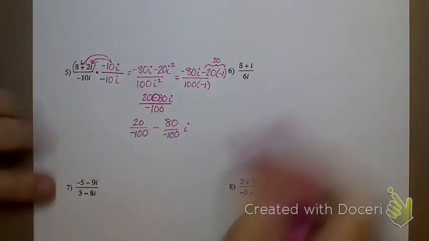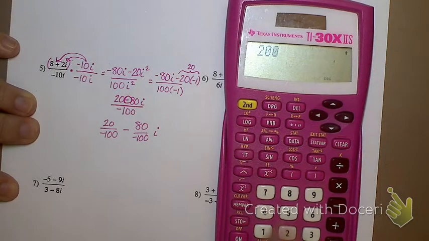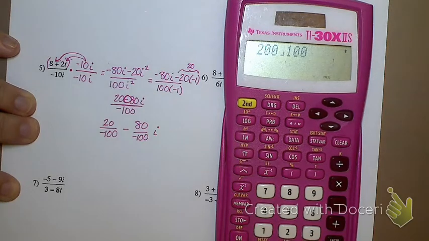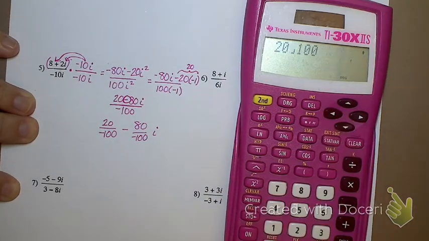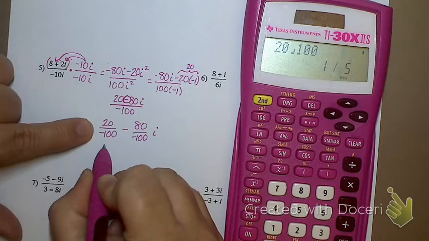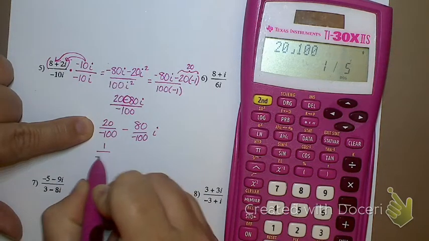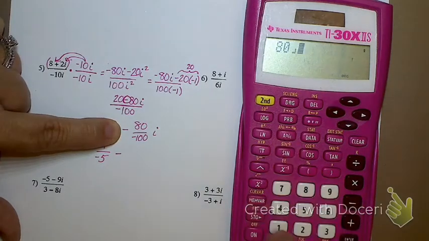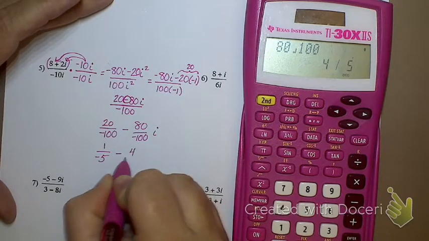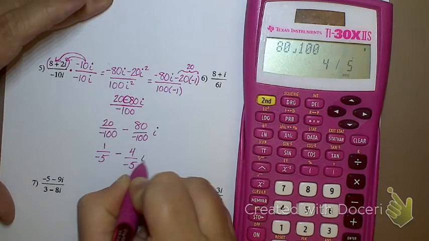So what is 20 over negative 100 reduced to? 20 over 100 is 1/5. So I have 1 over negative 5 minus, what about 80 over negative 100? It is 4 over negative 5. And there's my i.